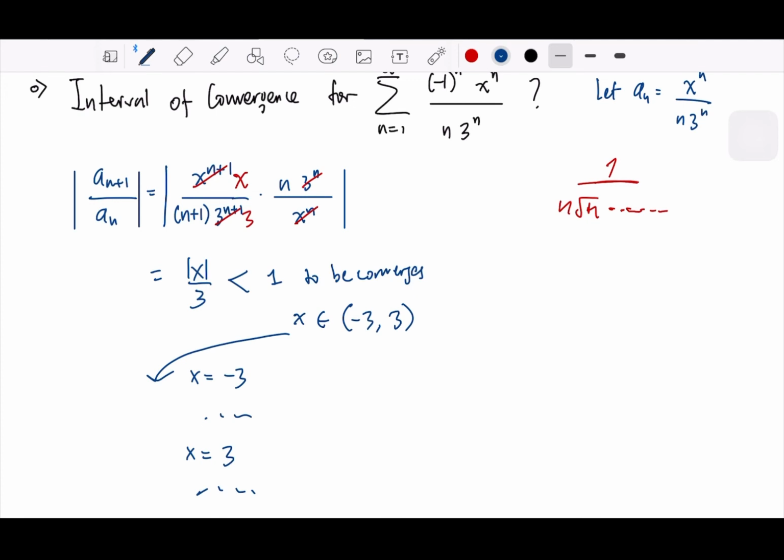So this is our interval probably here, but we need to make sure whether we need to include both or maybe we need to remove some of them. Okay, so we need to check -3, put on the series, and you need to determine the series, whether it's converged or diverged. Okay, I hope you can practice.